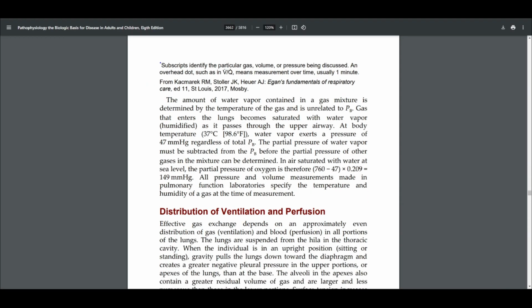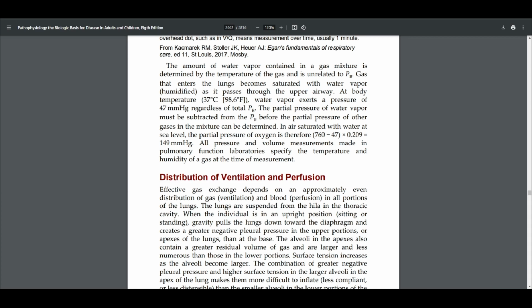The amount of water vapor contained in a gas mixture is determined by the temperature of the gas and is unrelated to the barometric pressure. Gas that enters the lungs becomes saturated with water vapor and gets humidified as it passes through the upper airway. At body temperature, 37 degrees Celsius, water vapor exerts a pressure of 47 millimeters of mercury, regardless of the barometric pressure. The partial pressure of water vapor must be subtracted from the barometric pressure before the partial pressure of other gases in the mixture can be determined.